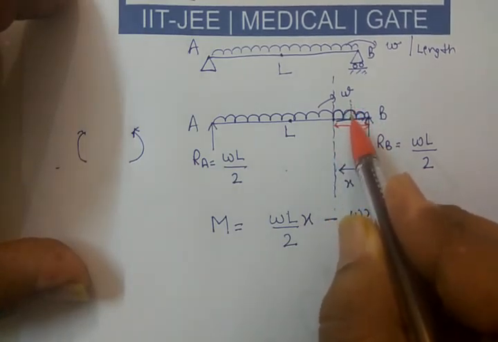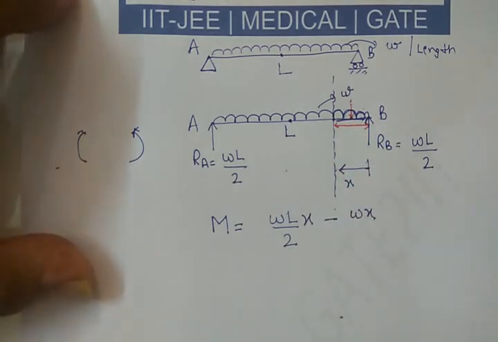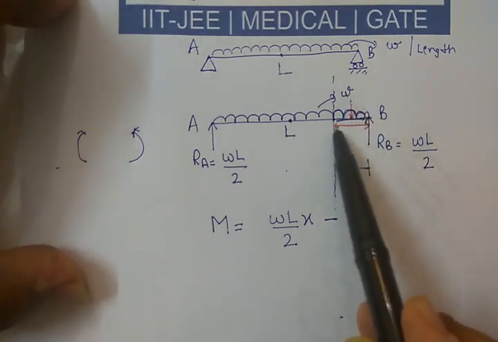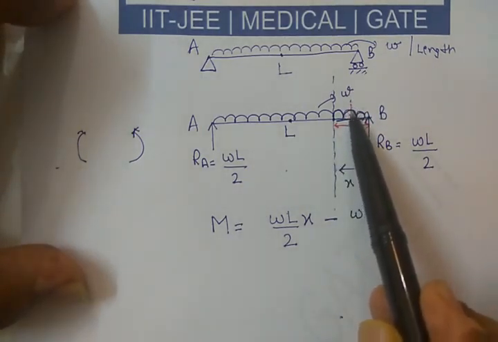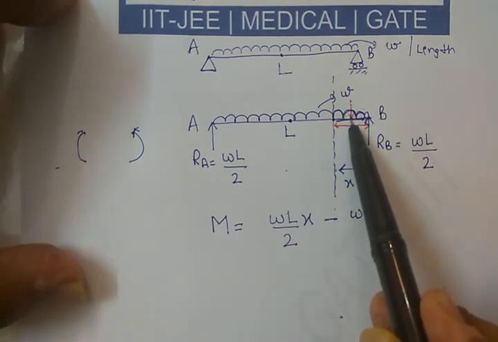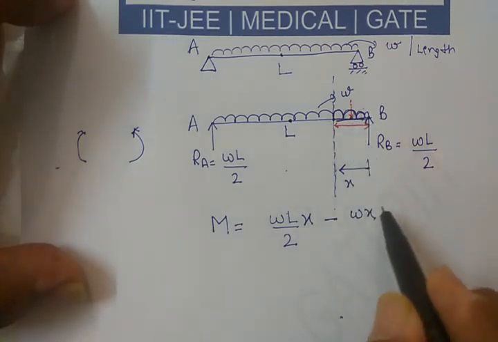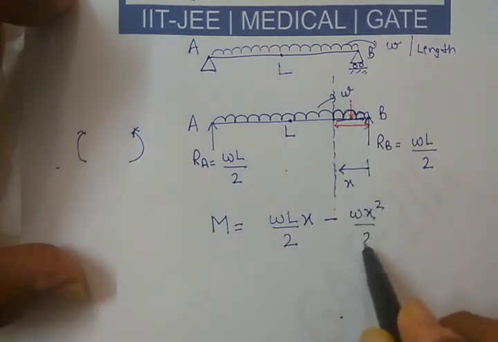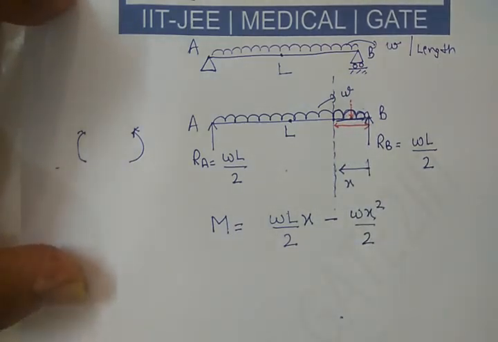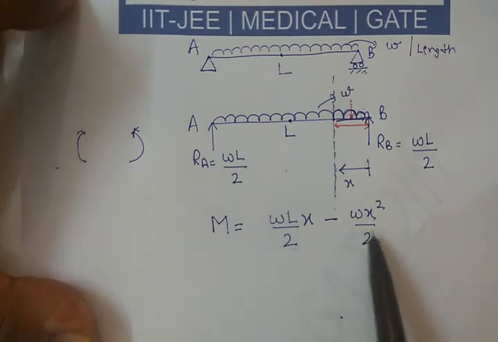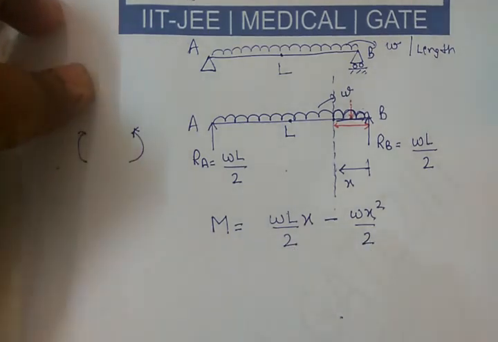Don't draw this. Moment is always force into perpendicular distance, right? So the force is small w into X, acting exactly at the center point. So what is this distance now? This total is X, so this will be X by 2. So I'm just going to multiply this by X by 2. This is the way we take the moment of UDL sections. So small w L by 2 into X minus w X square by 2. This is capital M.